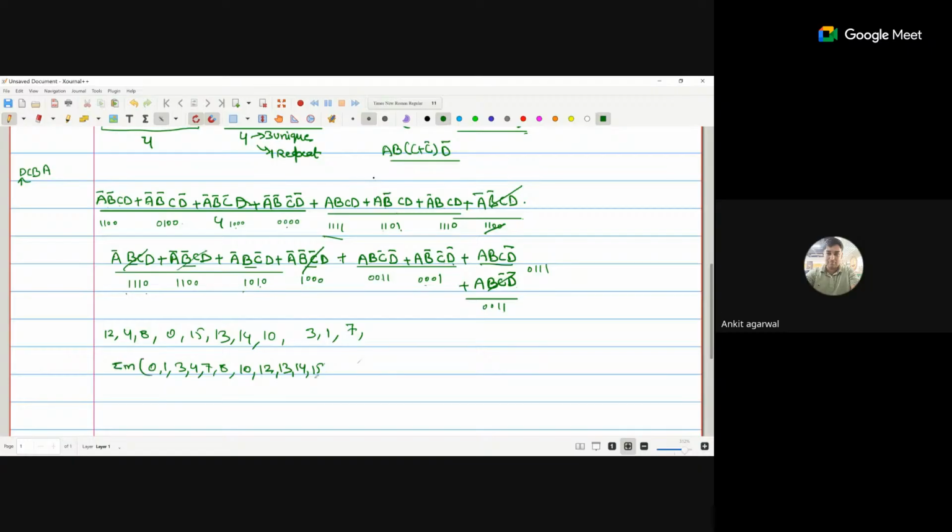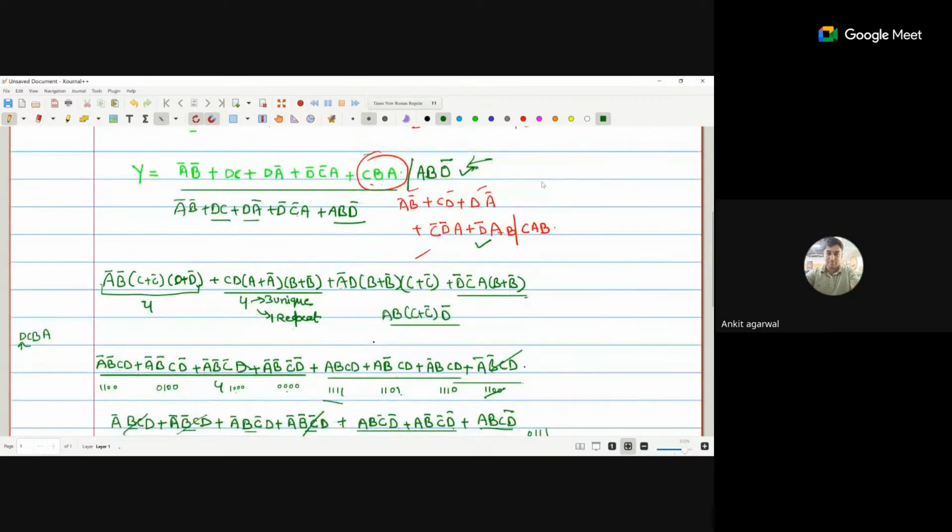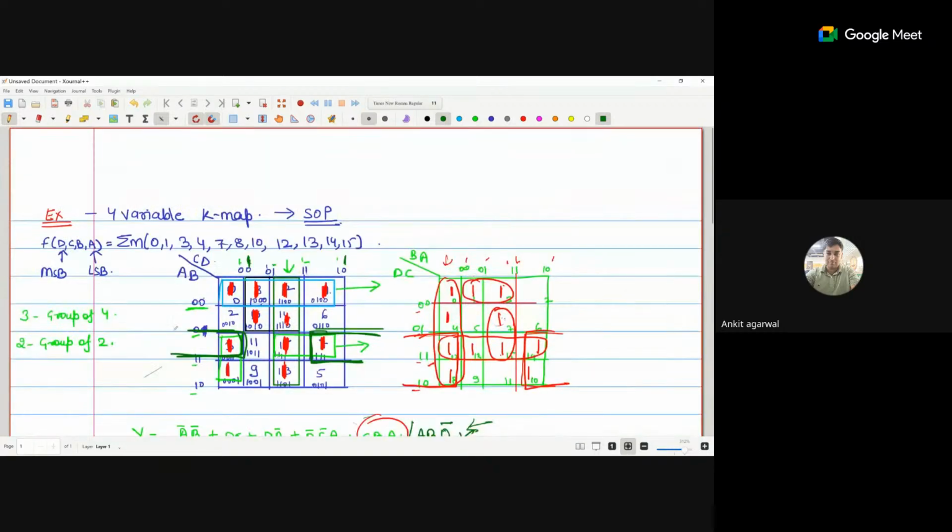Sigma. Now match this one, it is equal to this one: 0, 1, 3, 4, 7, 8, 10, 12, 13.